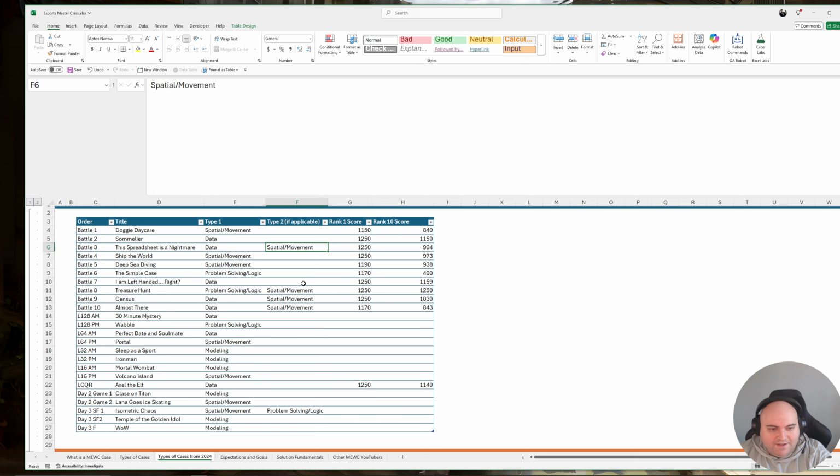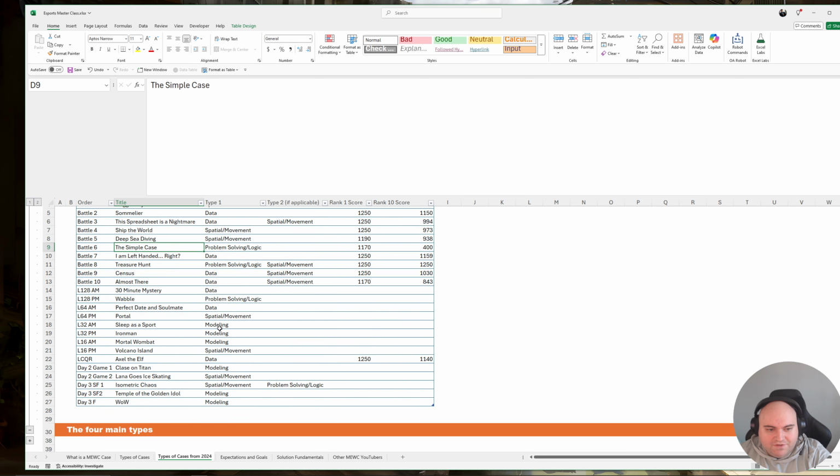The one fun oddball in it is the Simple case by Michael Jarman, which is very much a problem solving slash logic type of case. If you're familiar with that case itself, you'll very much agree that it involves a lot of thinking outside the box that you might not find in any of the other cases here.